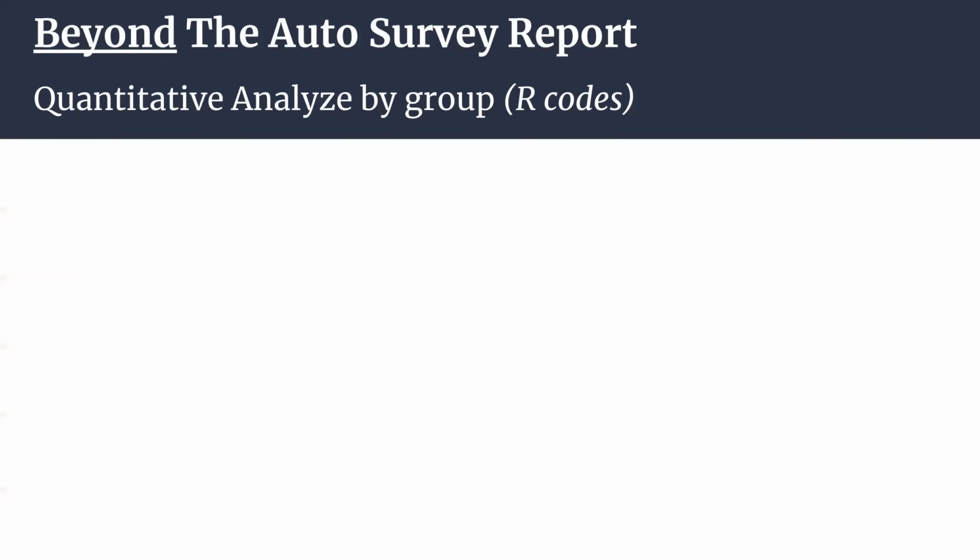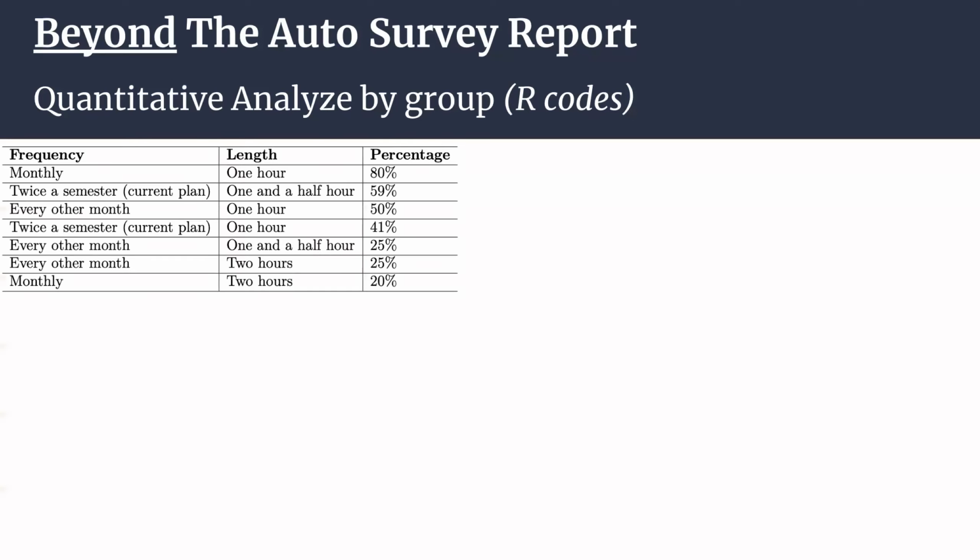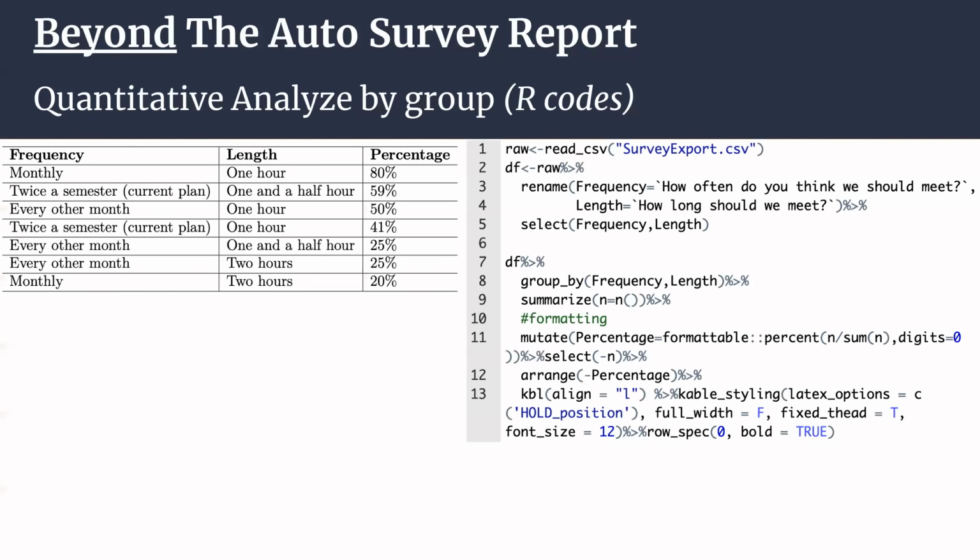So the first section is let's talk about building cross tables. This is what I mean by cross tables, which is combining two survey questions to see the percentages of each combination. The R code is shown on the right side, and let me walk you through it line by line. So the first line here is all about loading our survey data into R.